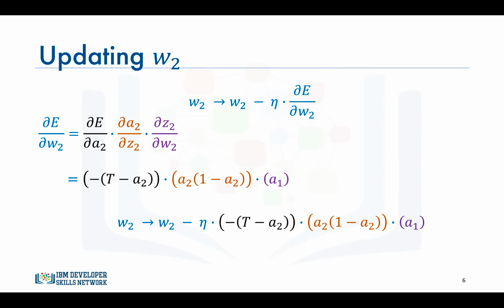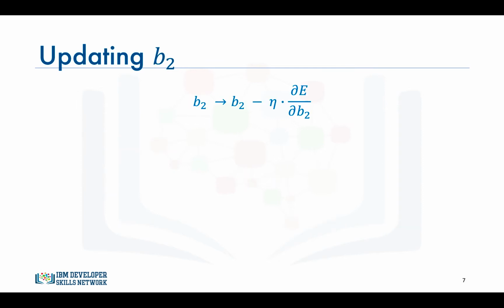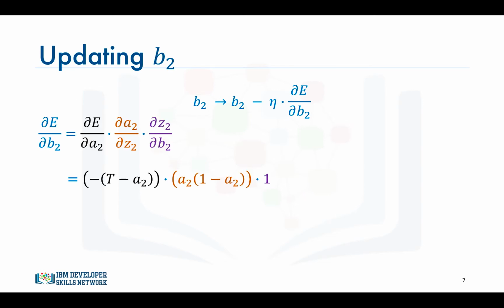I'm assuming that you're familiar with differentiation, so I'm going to skip showing you how to find the derivatives. But below the video, you will find a document that I prepared showing you in detail how to find each of the derivatives shown here. Updating B2 is exactly the same. The only difference is the derivative of Z2 with respect to B2 is 1 and not the input A1.